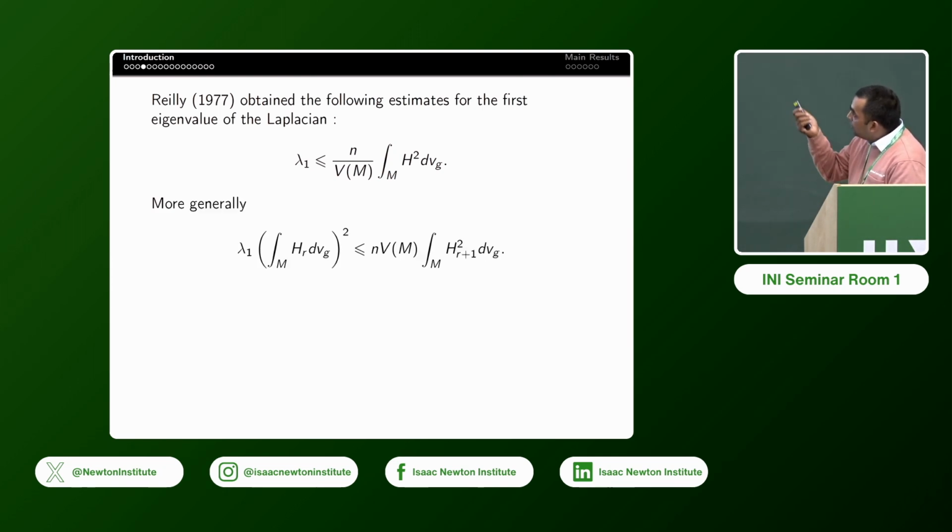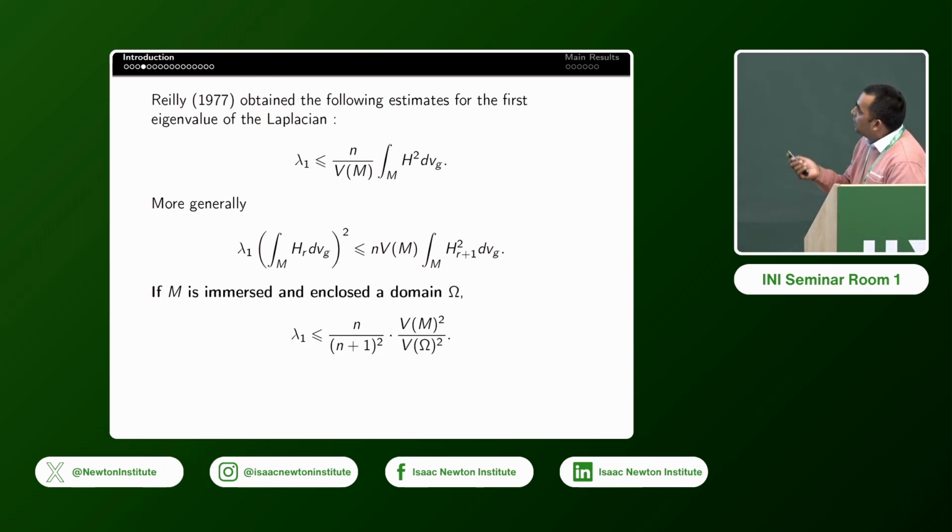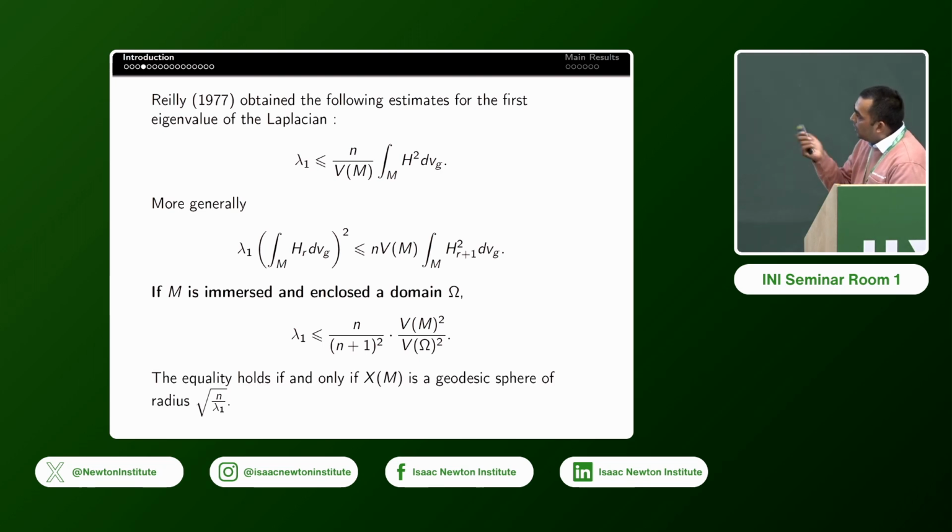But again, more generally, he extended this result for higher order mean curvature, and he has this type of inequality. Now if M is immersed and encloses a domain omega, lambda 1 is less than or equal to this quantity, and equality holds if and only if X(M) is a geodesic sphere of radius square root of n by lambda 1, where lambda 1 is the first eigenvalue of the Laplace operator. So this is related to the first eigenvalue.